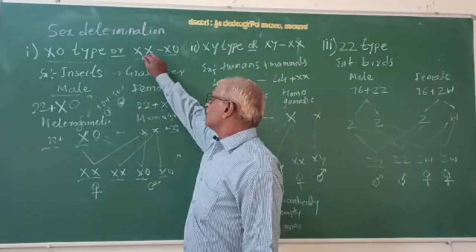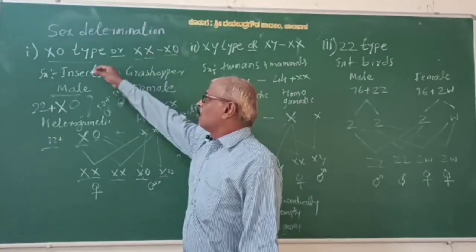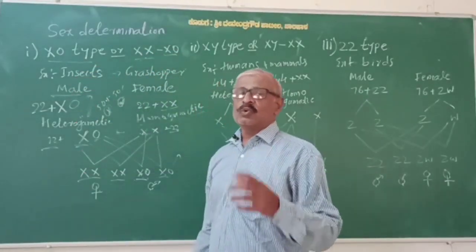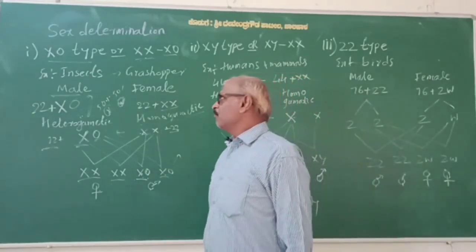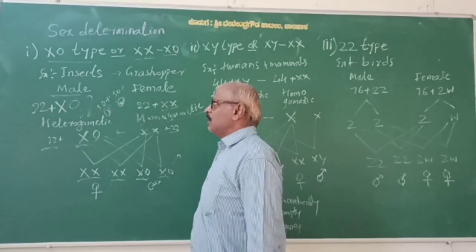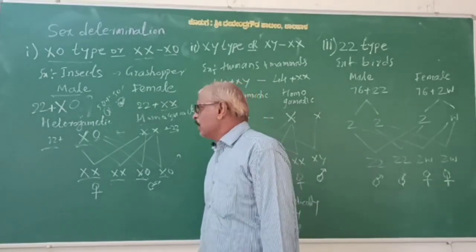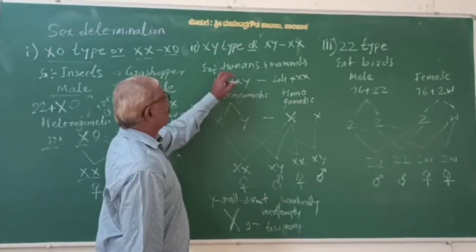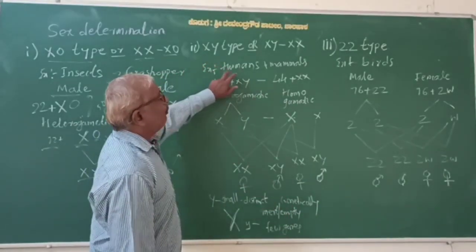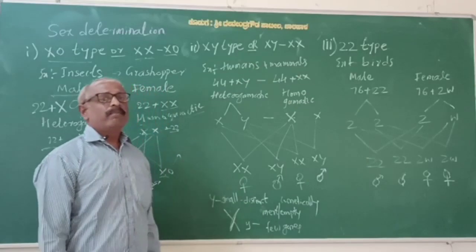Hence we call it the XO type, or the XO system. I hope it is clear for you. So that is sex determination in grasshoppers. And we are moving to one more here: sex determination in human beings and some other mammals.